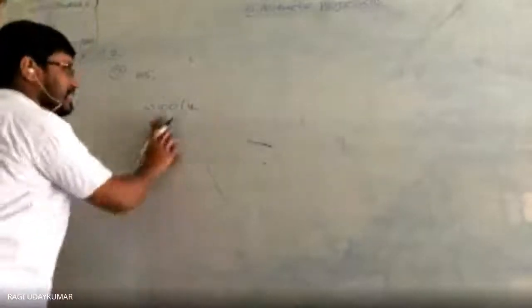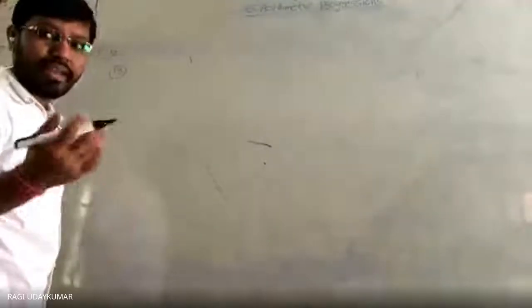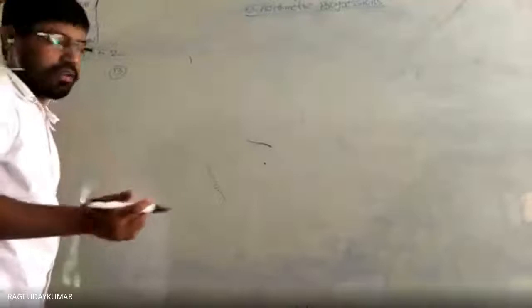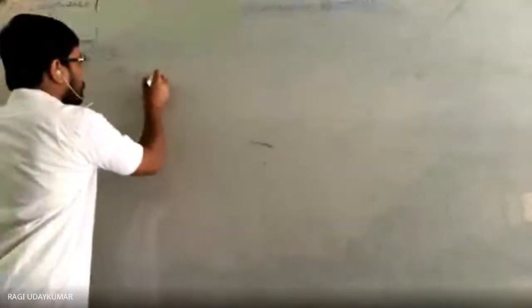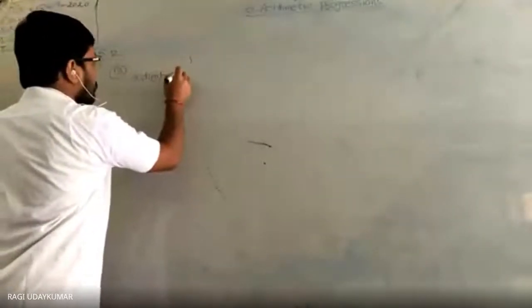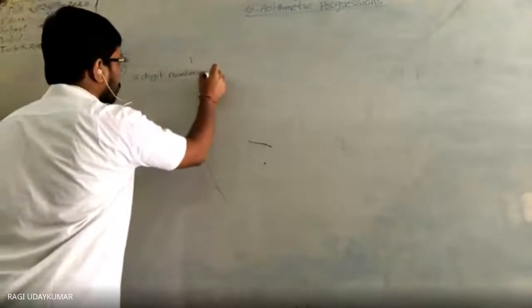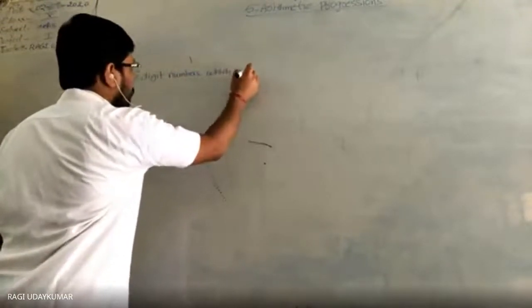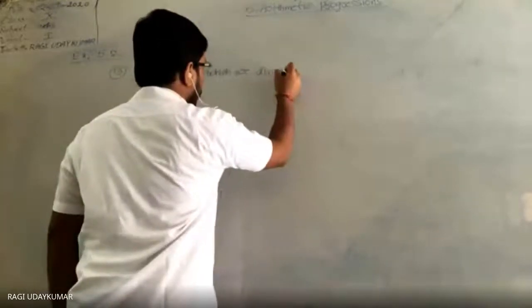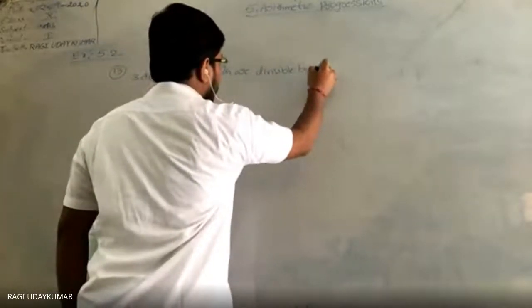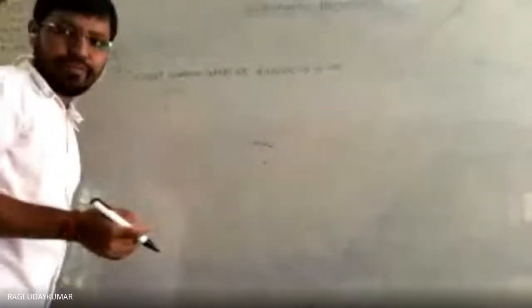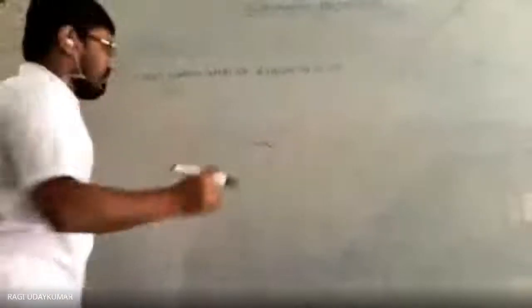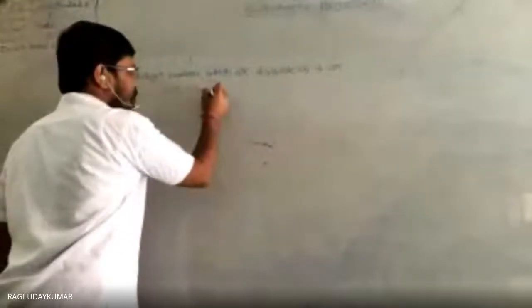The question asks how many 3-digit numbers are divisible by 7. The 3-digit numbers which are divisible by 7: the first number is 105. You can write directly here. The next number will be 7 added, 112. Like this if we go on, what is the last number?